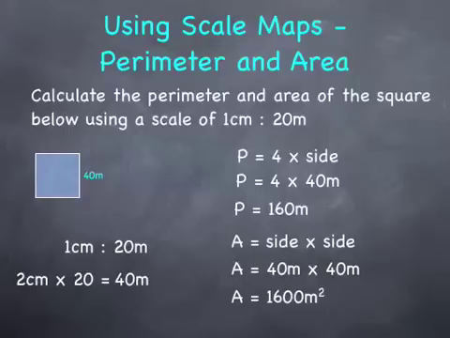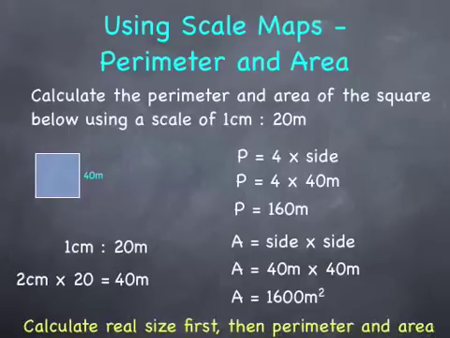So when doing these calculations in this lesson, you're really doing perimeters and areas as you have always done, except for one thing: because it's on a scale map, you need to calculate the real size first. You've got a scale map, you need to calculate the real size first using the scale, then do the perimeter and area as you've always done. If you do that, you won't get into any problems, particularly with area. You must calculate the real size first.